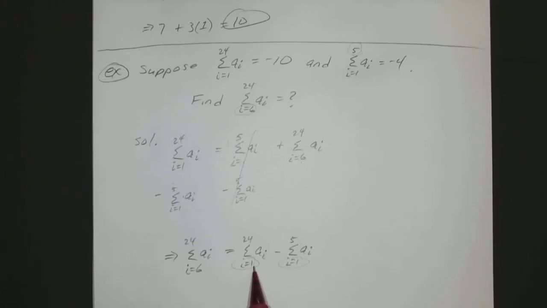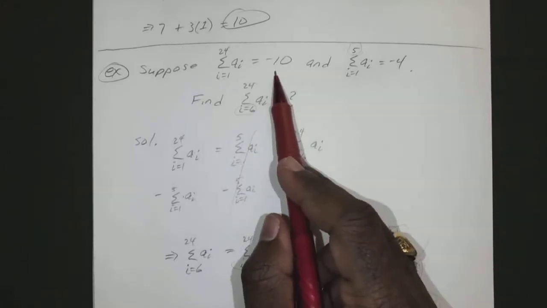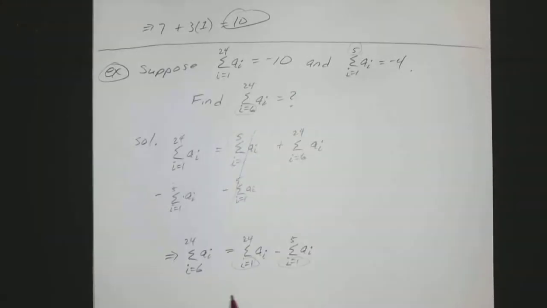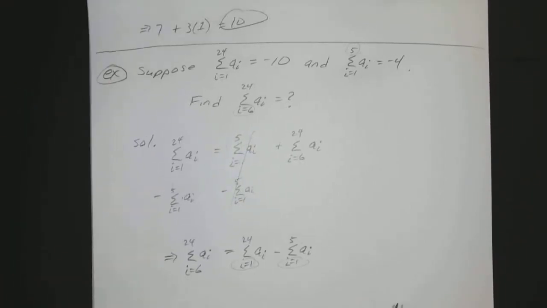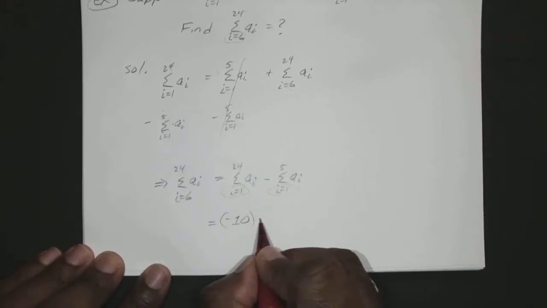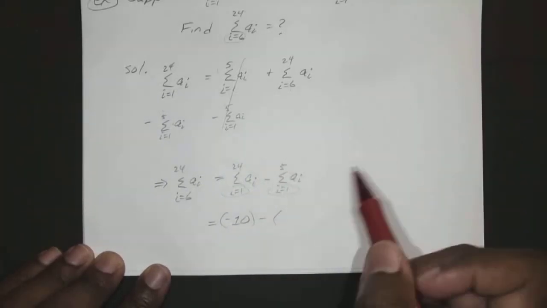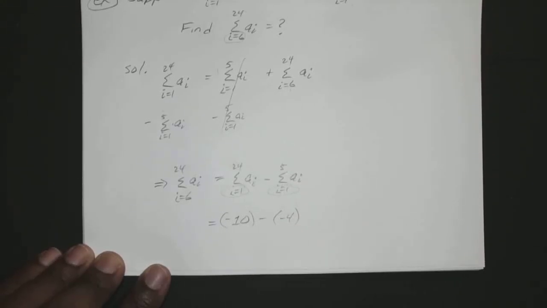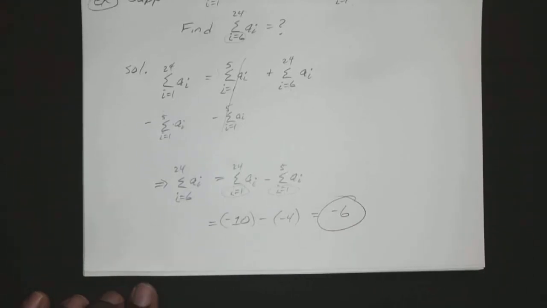Okay, so that means we can get this. We have our negative 10. I'll write it underneath it. So we have negative 10 minus, from 1 to 5, that was negative 4. Okay, so you end up with negative 6. We just had to kind of manipulate the properties a little bit. All right. So any questions on that one? All right.